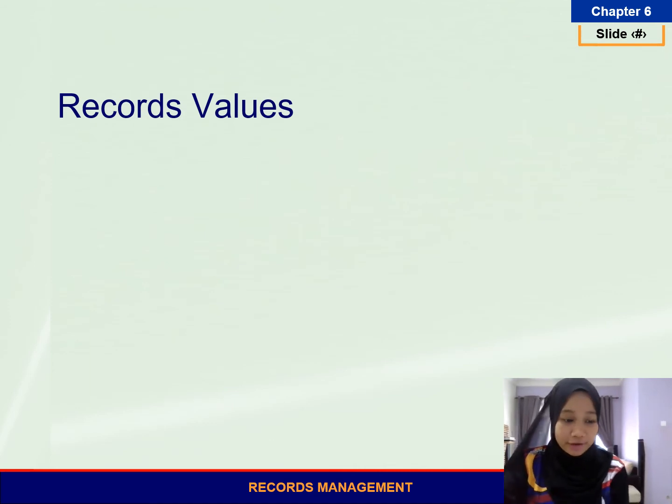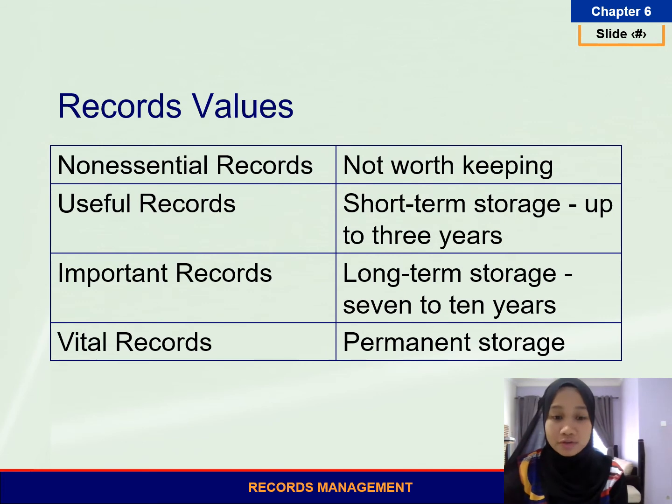Okay, so next is record values. When the organization wants to keep the records, they need to know the record's value for the organization. Okay, so this has been explained in chapter 2 if I'm not mistaken. So we have non-essential records, which are not worth keeping. Okay, we can destroy them after they have been used. Useful records are short-term, for storage up to 3 years. Then important records are long-term records, with long-term storage of 7 to 10 years, and vital records are very important, which we need to keep for permanent storage.